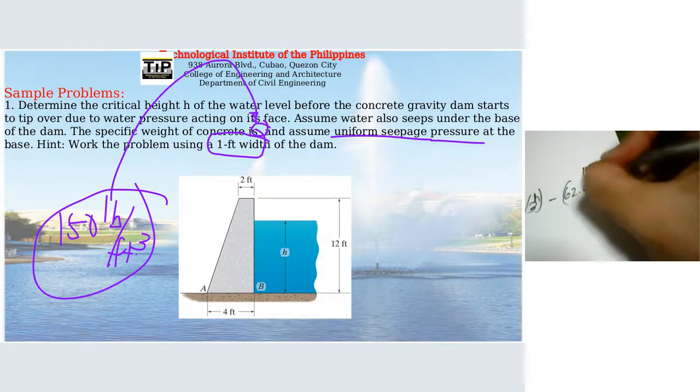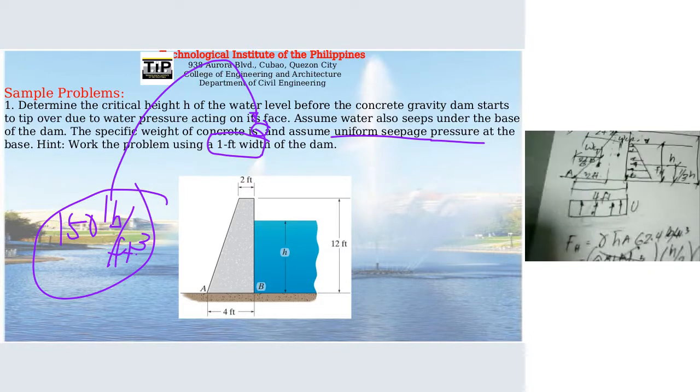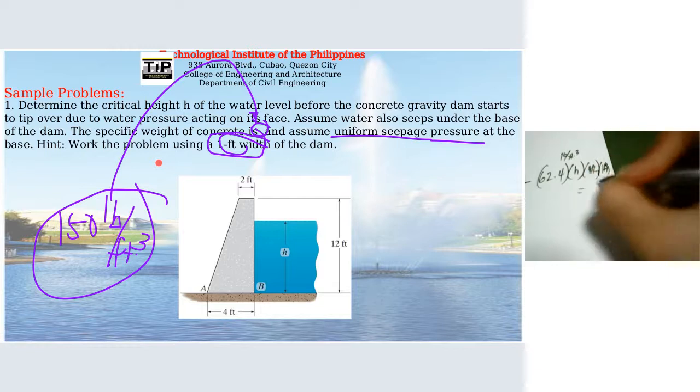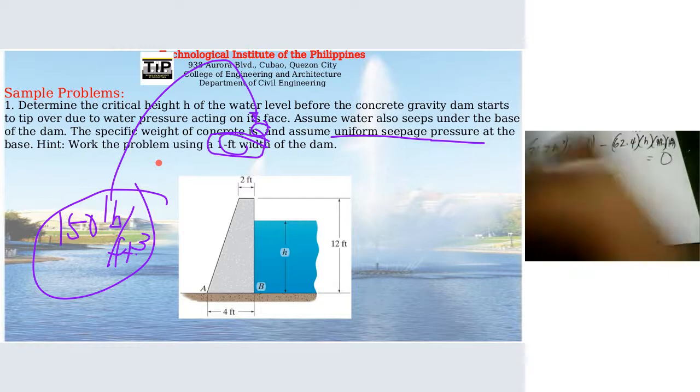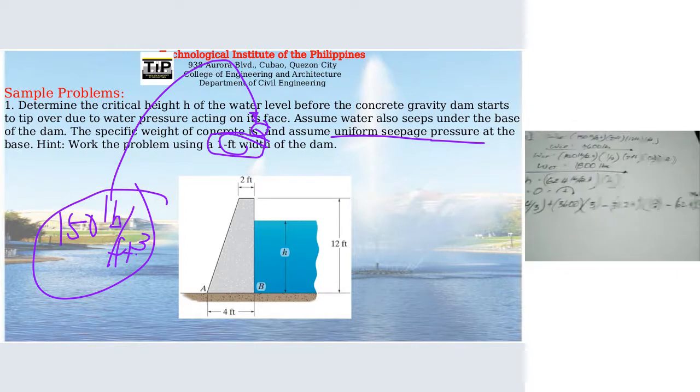Okay, this 62.4, in unit, is pound per feet cubed. So we need to cancel that feet cubed. So now this is feet squared. We have to multiply 4 feet and 1 foot. Okay, we multiply its length and then the width of the dam. So we have 4 feet times 1 foot, and then this is equal to 0. Okay. So this is our equation.